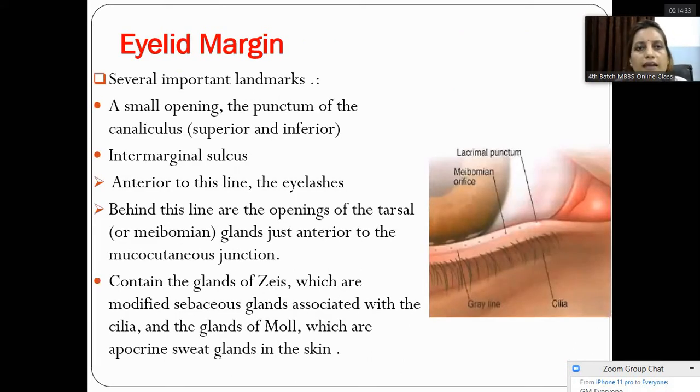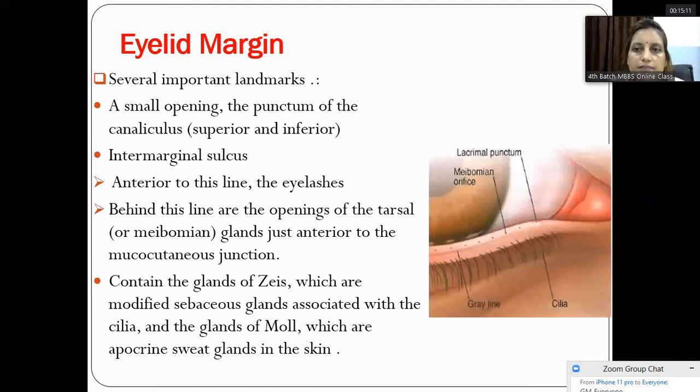So coming to the eyelid margins, there are several important landmarks. The small opening, the punctum of the canaliculi, superior or inferior, is present. So we have a superior punctum in the upper eyelid and an inferior punctum in the lower eyelid. In case the punctum cannot be seen easily, we have to pull the lid a little bit to see the punctum. It is aligned to the globe, which helps the passage of tears to the lacrimal drainage system.